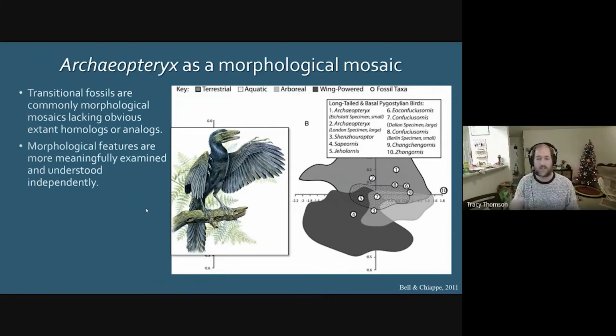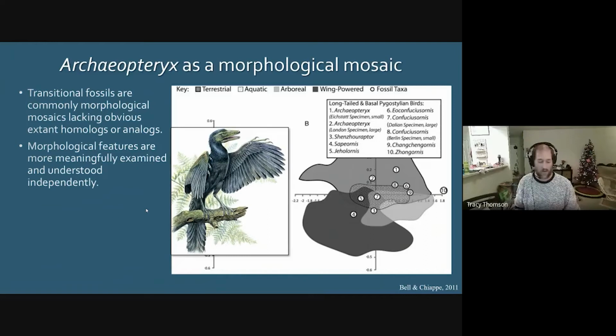What that also means is that you can't consider Archaeopteryx or any transitional fossil as a whole animal. You have to pick it apart and consider each structure separately. Each structure has to be examined and understood independently for it to make sense. In this case, the claws are saying climbing and generalist.